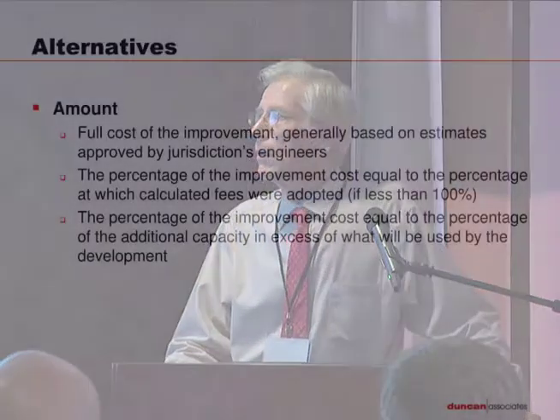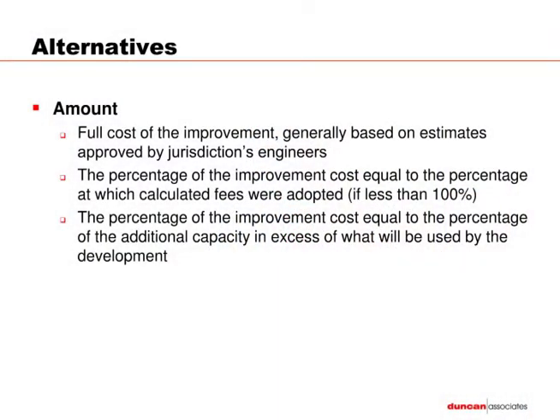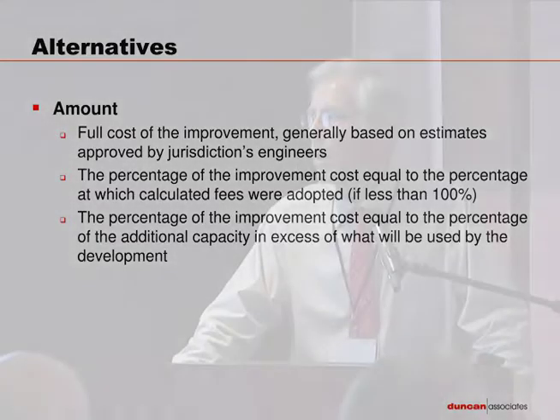Okay, the final one being amount. So full cost of the improvement, obviously the most generous. Generally based on estimates. So the developer prepares estimates, the jurisdiction reviews them, and that's, of course, a whole process in itself. How do you decide what the amount is? So full cost is often used.